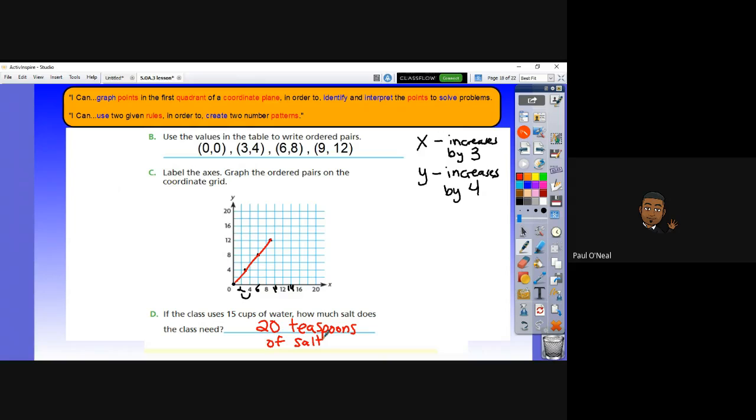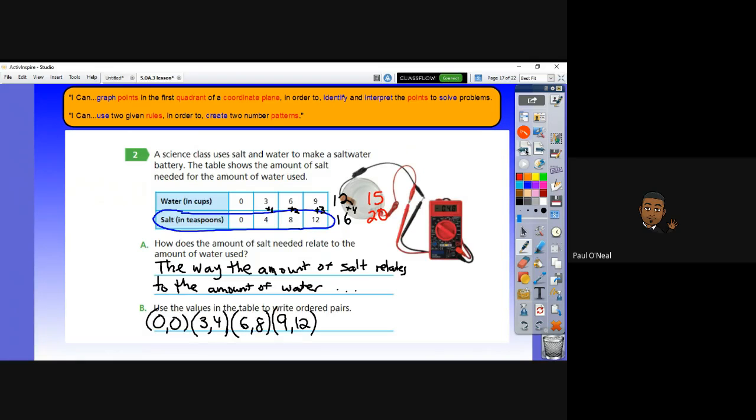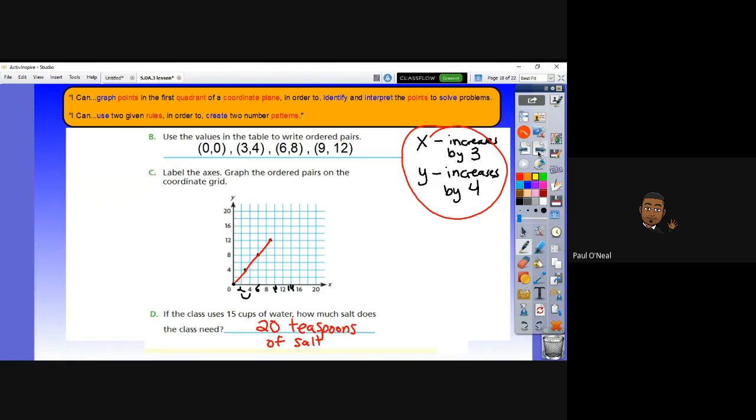Now again, Mr. Oneal, how is that true? Let's use the rule that we have here. X is increasing by 3, Y is increasing by 4. And I kind of kept going with that right here. 12 is 3 more than 9. 16 is 4 more than 12. So then if I keep following that same rule and keep going with the pattern, it's going to give me my answer right here. 15 cups of water, 20 teaspoons of salt. And I went ahead and answered the question.